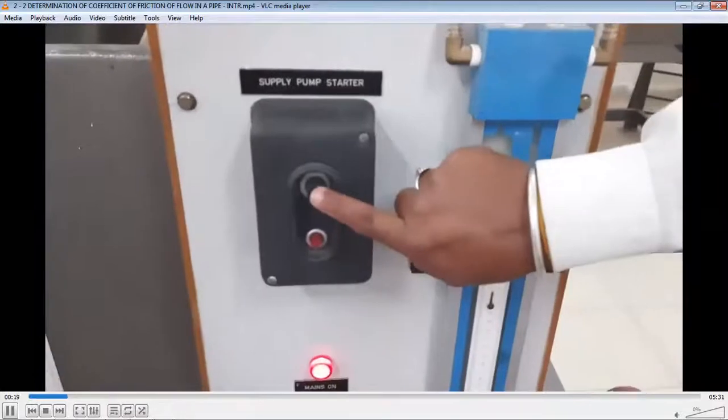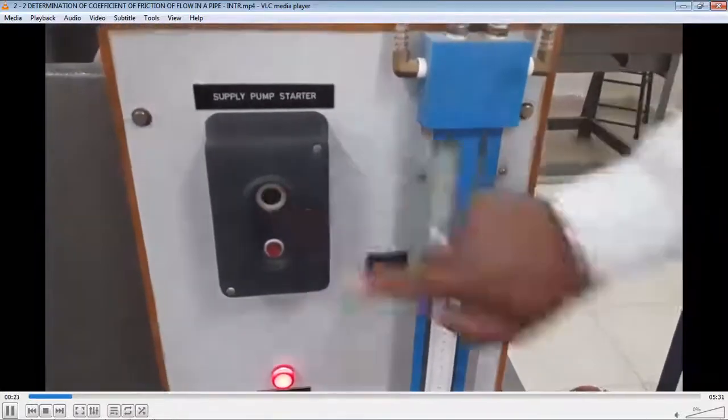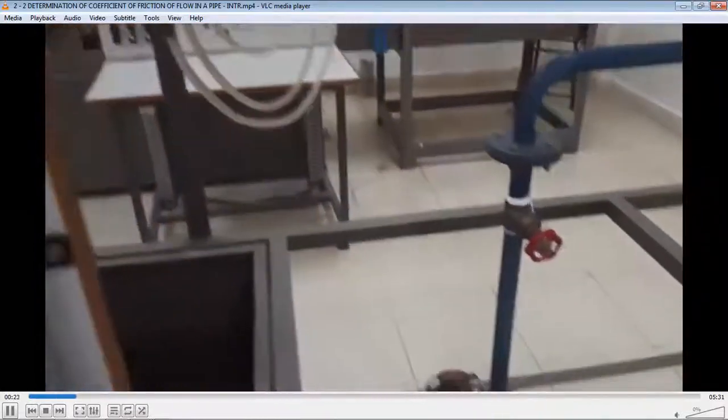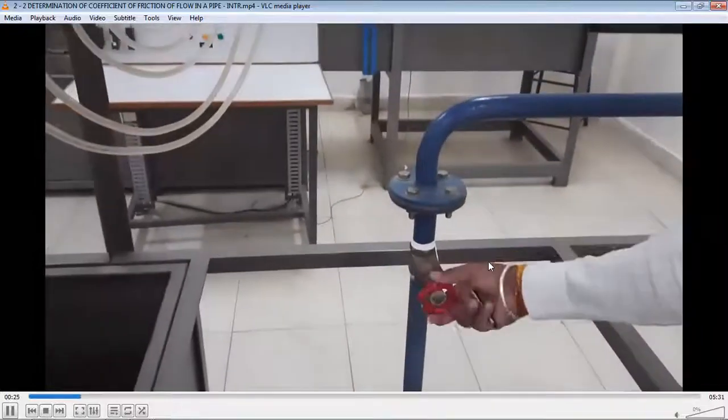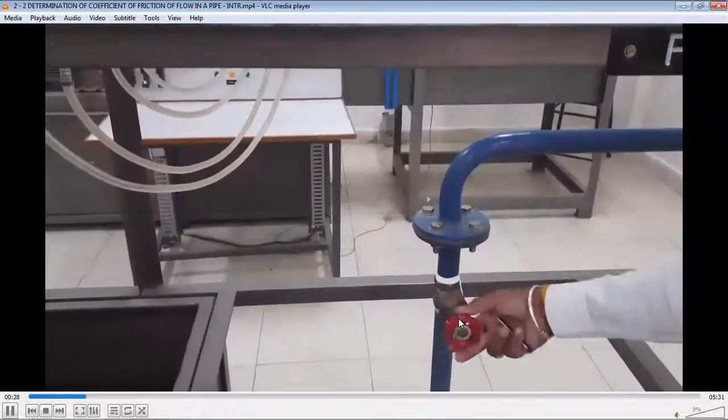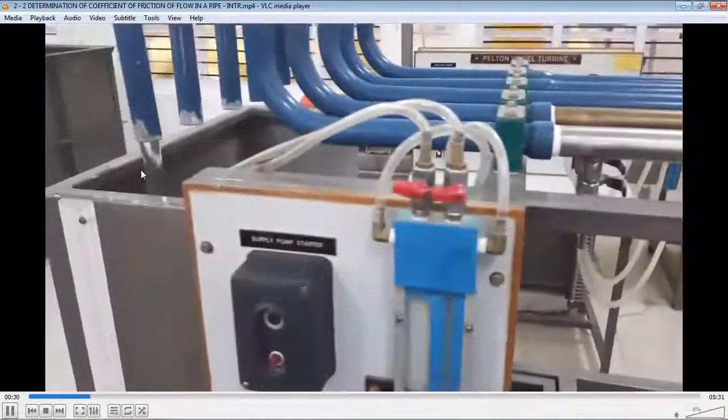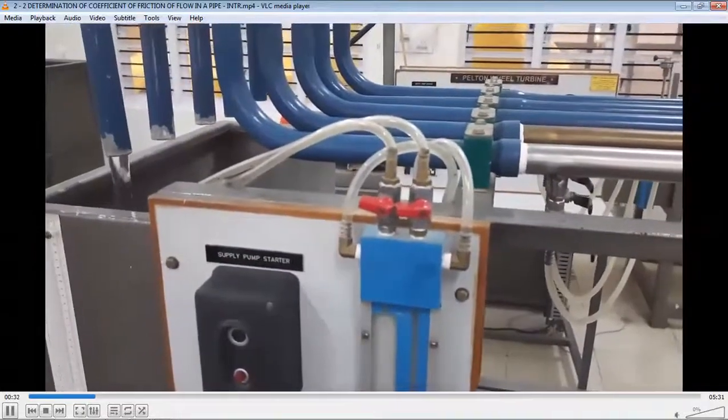Later, we switch on the motor, the green color button. Later, set the flow. We have to do the experiment at three different flow rates. At any three different flow rates, see, then the water is coming. Later, you can increase the flow rate or you can decrease the flow rate, but you have to take three different flow rates.